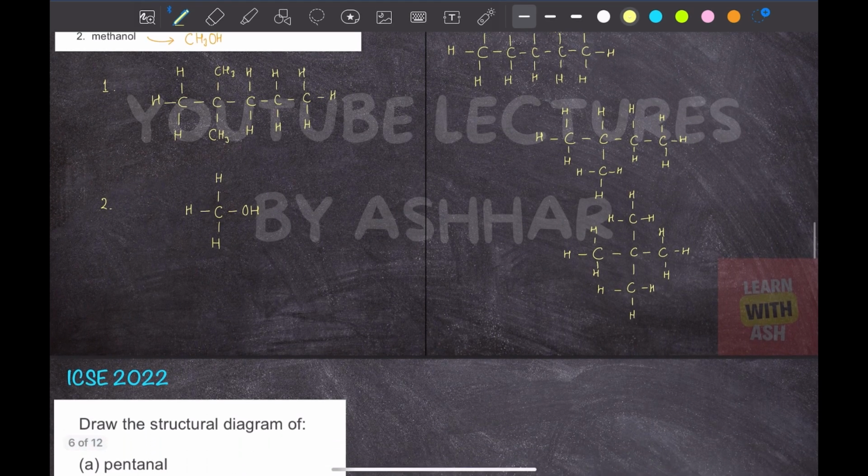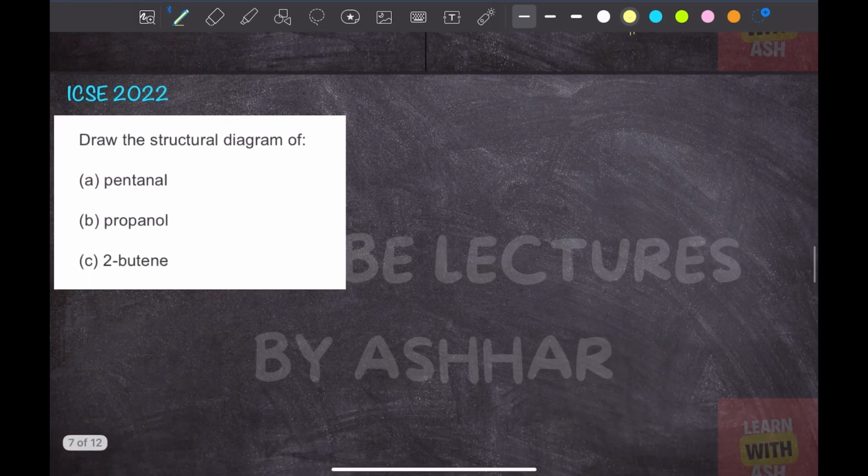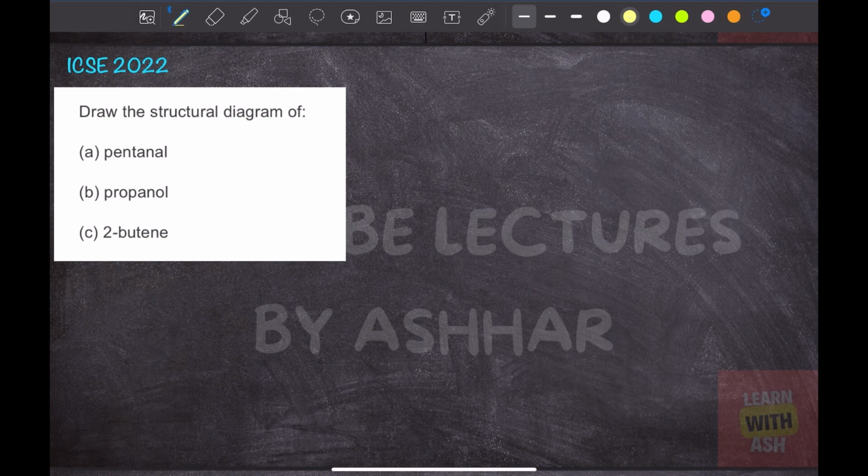Let us move on with the next year question, that is from ICSE 2022. In the first one they have asked us to draw pentanal. Now what does this 'al' mean? It means aldehyde group. So what is the aldehyde group? It is CHO. And in this one also we have to count the carbon of the functional group.